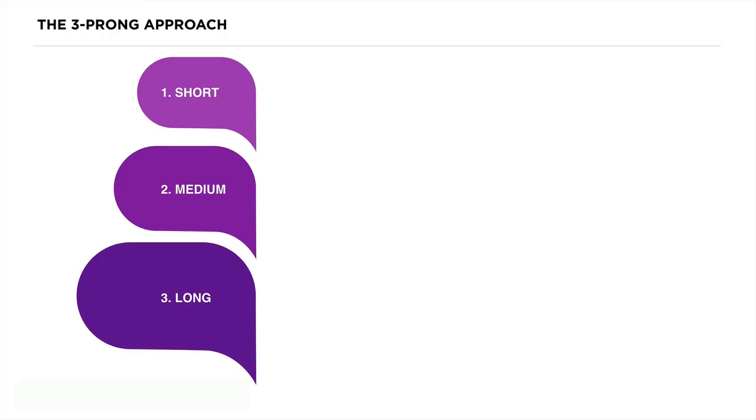As you can see here, the three prongs have very straightforward names: the short-term prong, the medium-term prong, and the long-term prong. And as you can probably guess, they represent the different things you'll be doing to build your business in the short term, medium term, and long term. We're going to go over these in more detail, but first I want to make sure that you understand the reason why you're following a three-part approach.